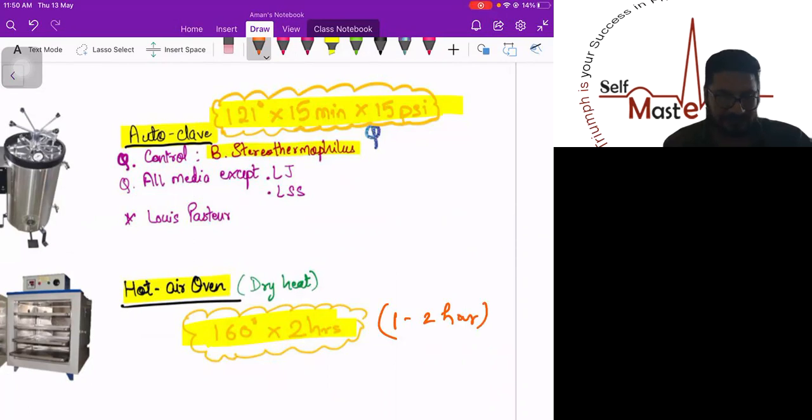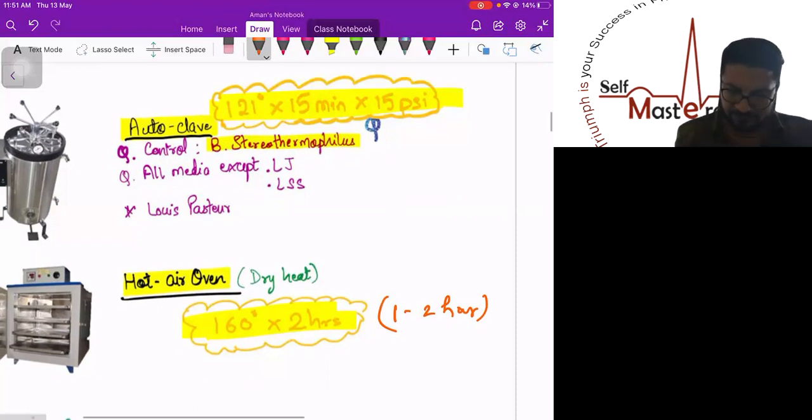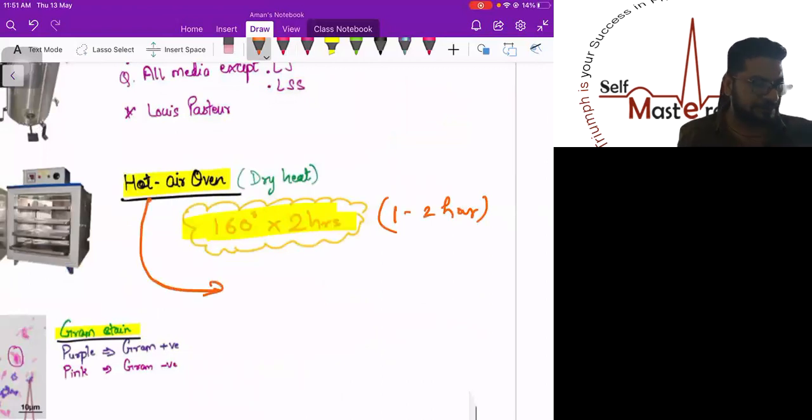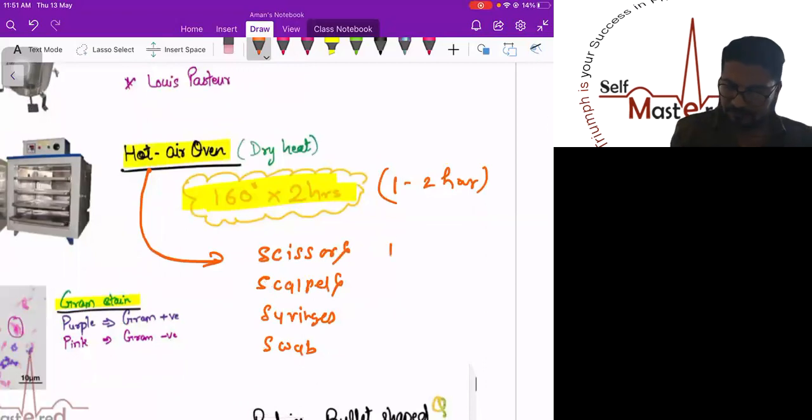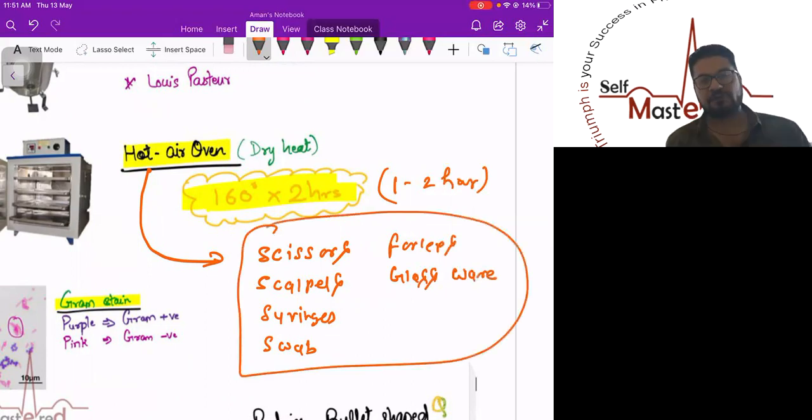So understand this, this hot air oven was also given by Louis Pasteur. It is based on the phenomenon of dry heat. We use hot air oven to sterilize scissors, scalpels, syringes, swabs, forceps, and glassware.